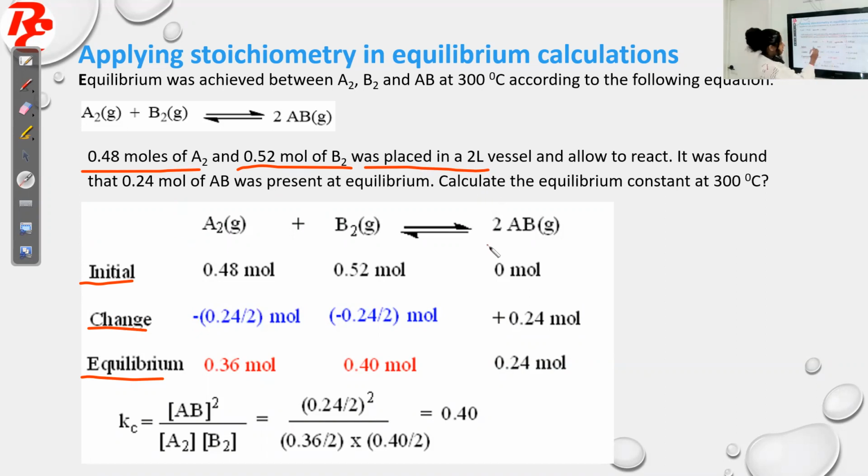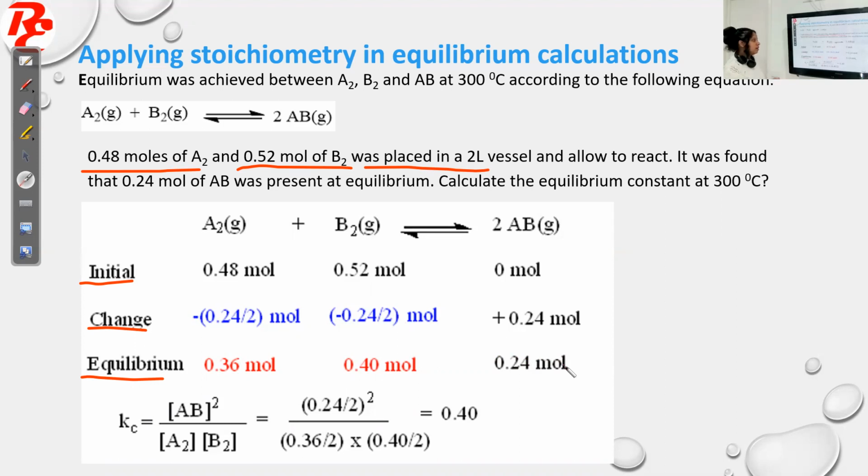Now we can complete the equilibrium row. You started with 0.48 moles of A2. Then how much reacted? 0.24 divided by 2, which means 0.12 reacted. So how much left then? 0.36 moles of A2 left. And then B2, I started with 0.52. This much reacted, 0.24 divided by 2, so 0.12 reacted. So how much left then? 0.52 minus 0.12 left. Now you have all the moles of the three chemicals at equilibrium.